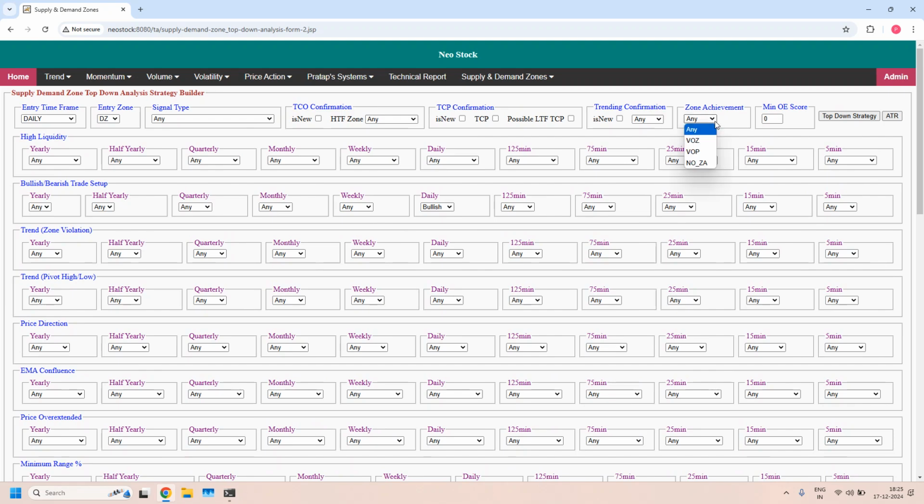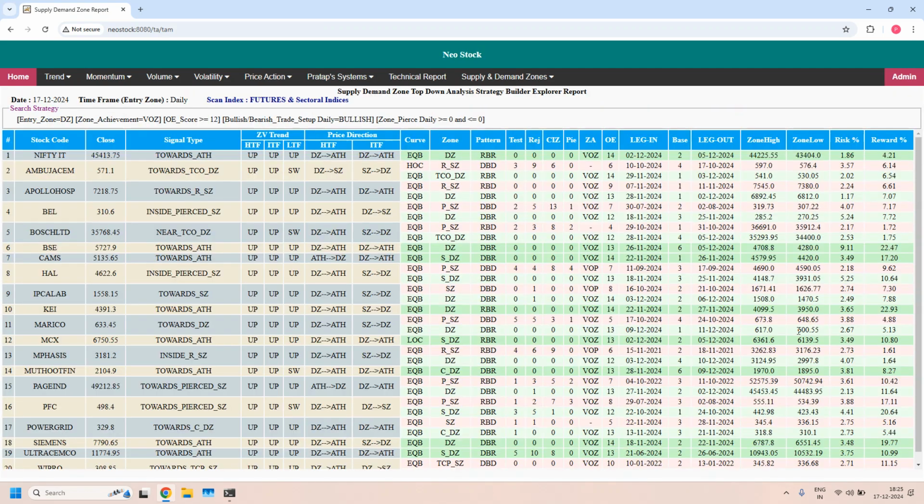And zone achievement should always be violated opposing zone. Minimum odd enhancer score should be greater than or equals to 12. So with all the three parameters, that is pierced count, zone achievement and minimum odd enhancer score, all the three parameters are applied to daily demand zone. Now let's filter the stocks. We got around 20 stocks filtered, supporting bullish trade setup for monthly income trade.